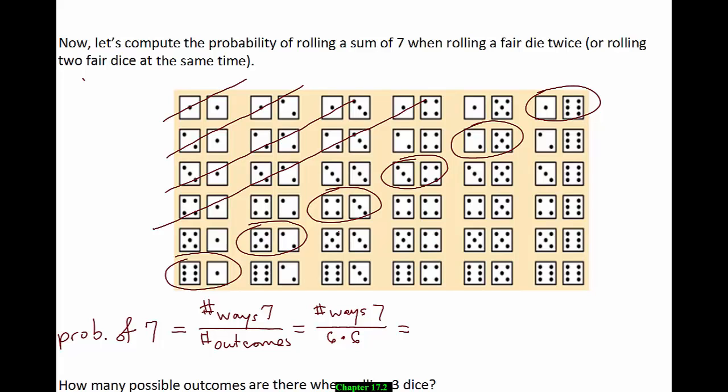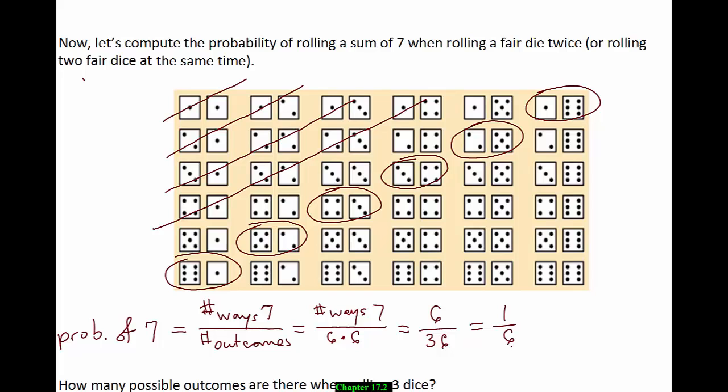So we can see that all the possible ways to get a sum of 7, there are 6 of them. We've circled them on this picture. So there's 6 ways to roll a 7 divided by our 36 total possible outcomes. So the probability of a sum of 7 when rolling 2 fair dice is 1/6.